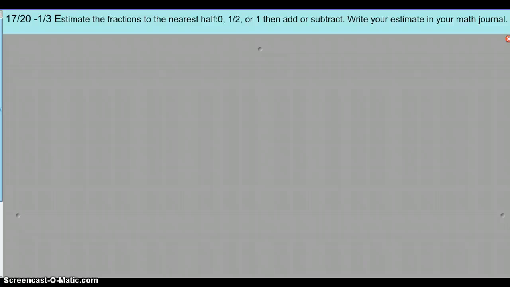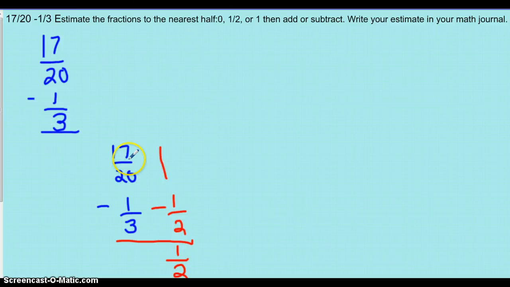17/20 minus 1/3. Estimate the fractions to the nearest half, 0, 1/2, or 1, and then add or subtract. Write your estimate in your math journal. Pause the video now. Is this what you have? 17/20 rounds to 1. 1/3 is about half. So 1 minus 1/2 is 1/2. That's my estimate.